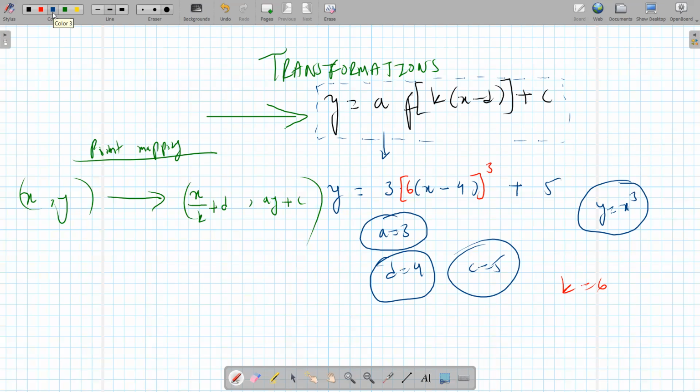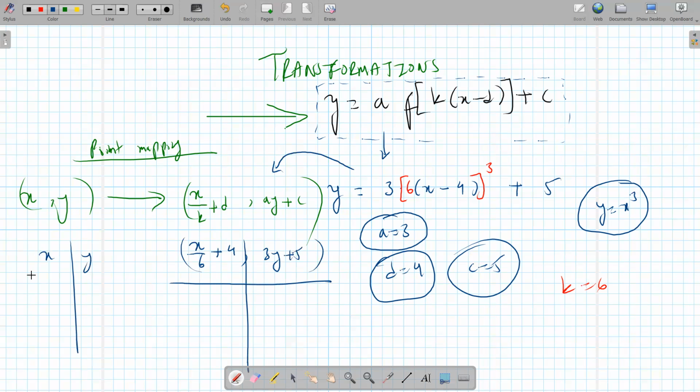So now what does that give us? Well, it's going to give us the points on this transformed function, and then it's just a matter of plotting it on the grid, right? Now look at this. X over k, well, k is 6, so it's going to become x over 6 plus, what was d? D was 4. And then you have a y, which is 3y plus 5. That's our formula, right? And then x, y from the parent function. Now look at this. Our parent function is y equals x cubed. When the x value is minus 1, what's the y value for this parent function?